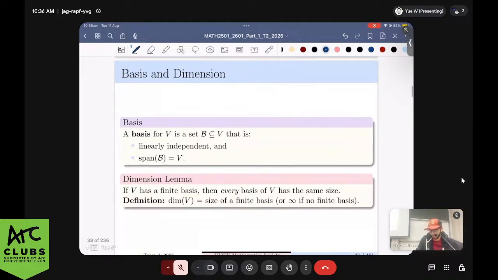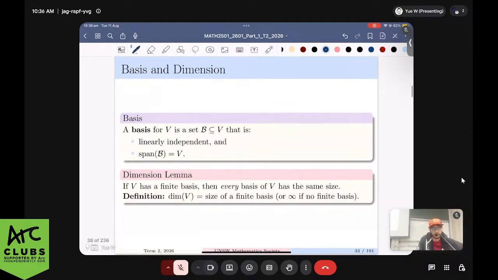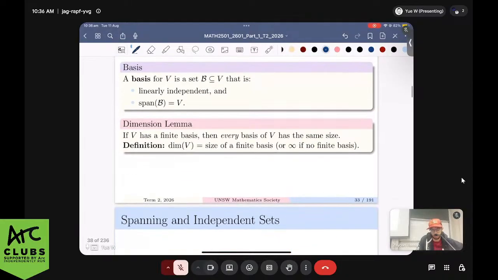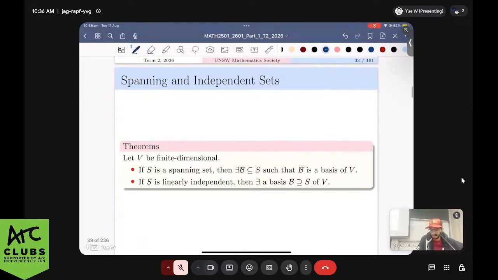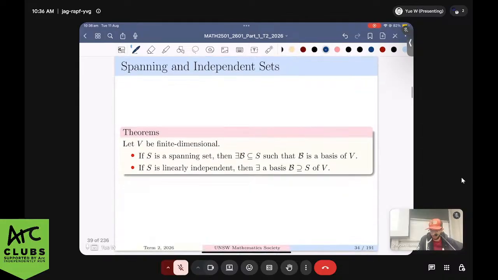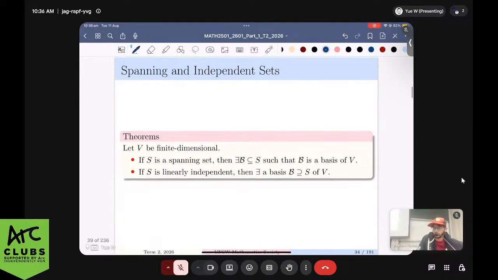The dimension of a vector space is the size of a basis, the number of vectors in the basis. It turns out that every basis has the same number of elements. So that's why you can define this. Okay, so what's this? This is just saying you can always reduce a spanning set to a basis. That's not particularly as useful as the next one. This one's really useful in proofs and stuff.